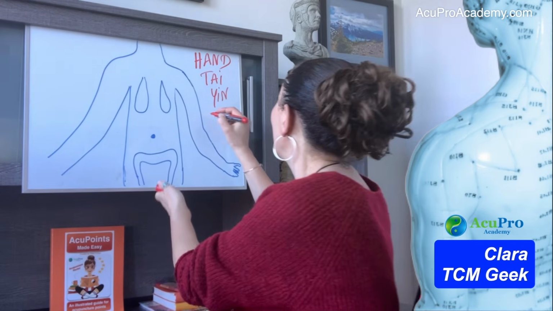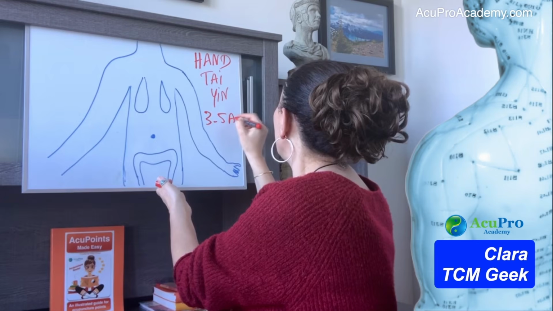It is mostly activated between 3 and 5 a.m. Those 2 hours kind of give us clues in our diagnosis. If someone wakes up at 4 a.m. every night and can't go back to sleep, maybe there is some issue with the lung system from a TCM perspective.